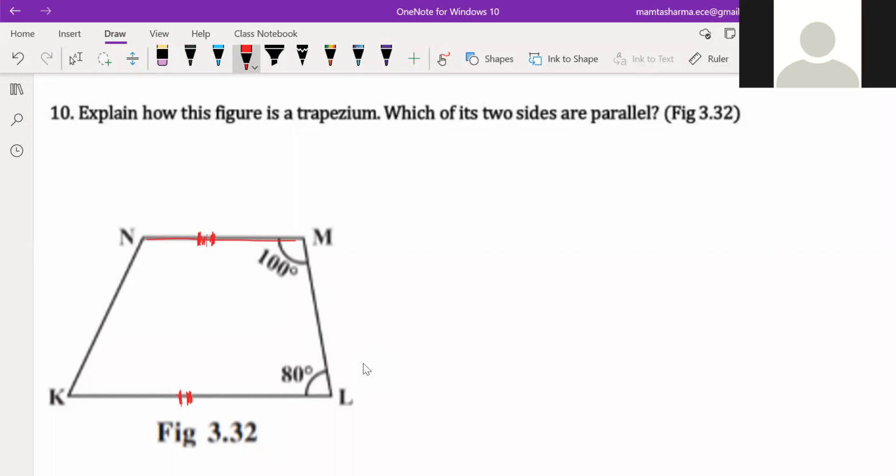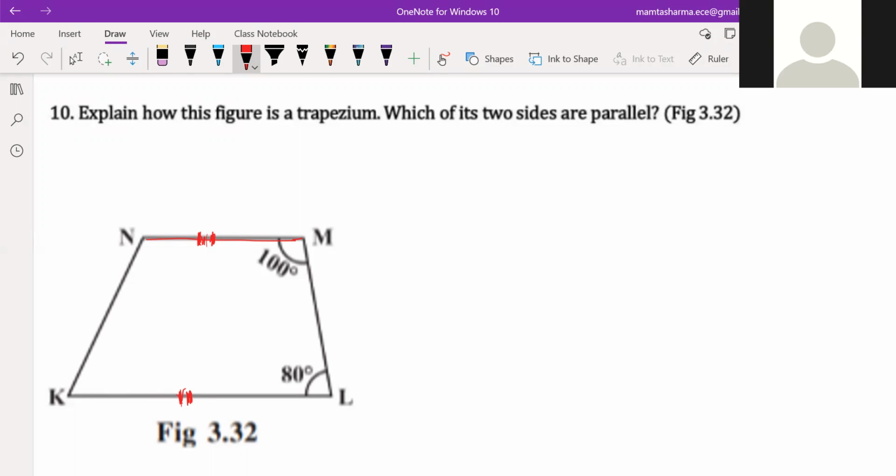Now see, if an angle is given, can we prove from this angle that these two lines are parallel? If you can prove it, then it will be a trapezium. Use your seventh class, which I was recalling for you. I was revising all the angles with you. That concept will be used here to prove, if these angles are given, whether they are parallel or not. NM or KL, are they parallel? Are these two lines parallel or not? If they are parallel, it will be a trapezium. Okay. So can you prove it?